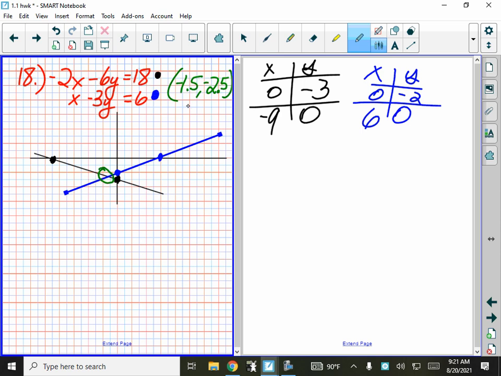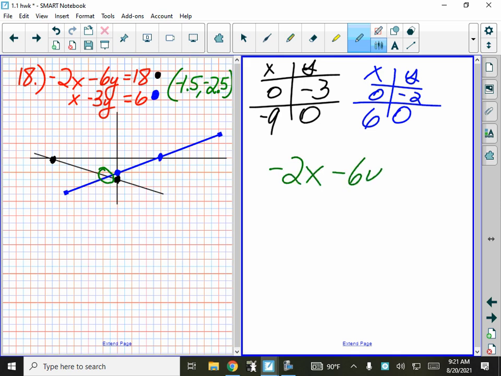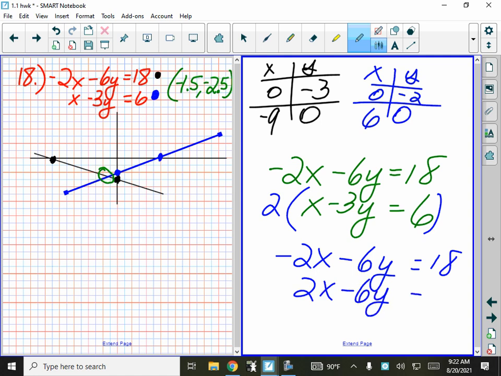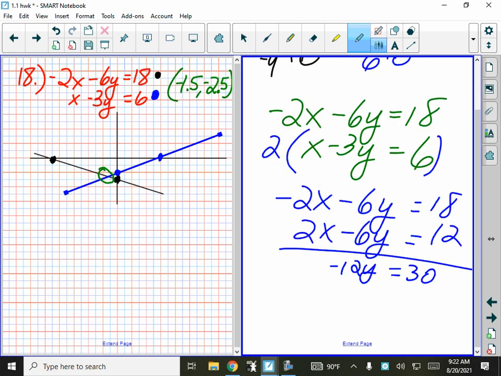All right, but now let's do the algebra. Okay, so then this guy would stay the same. This guy would go. Negative 12y equals 30. And believe it or not, if you take 30 and you divide by negative 12, you get negative 2.5. Yeah? Yeah.